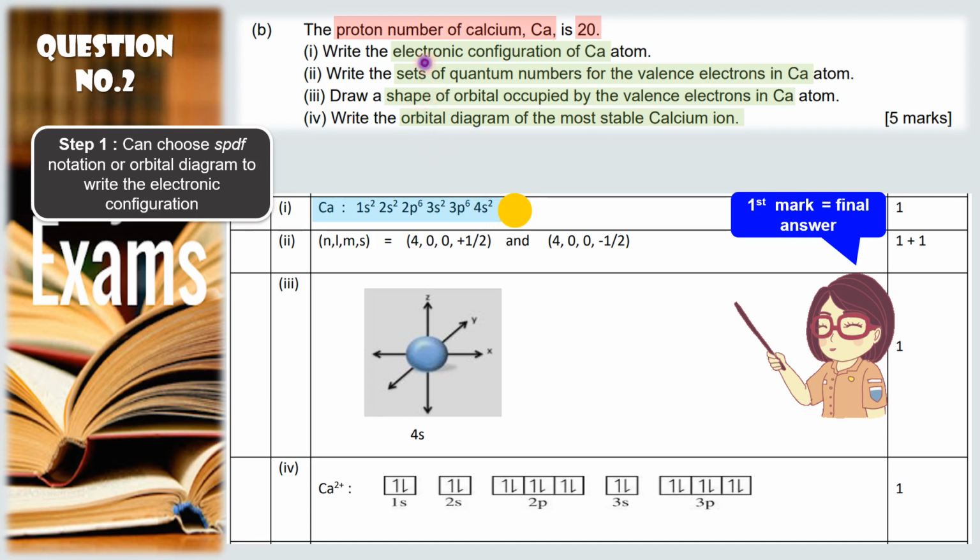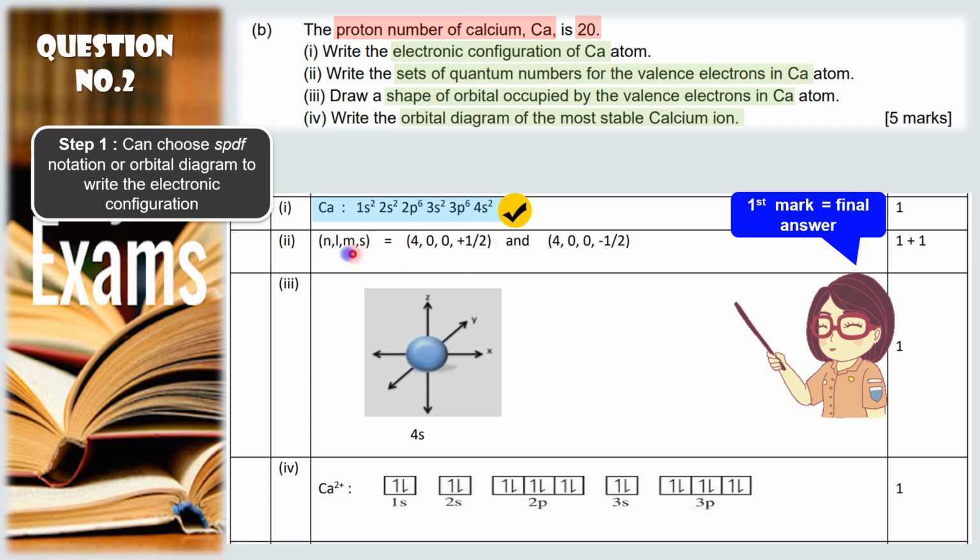And then the question here is also given to you. The clue here is "sets", the S. Got S here, which means more than 1 set of quantum numbers. You must label the quantum numbers. For example, like this. Okay.